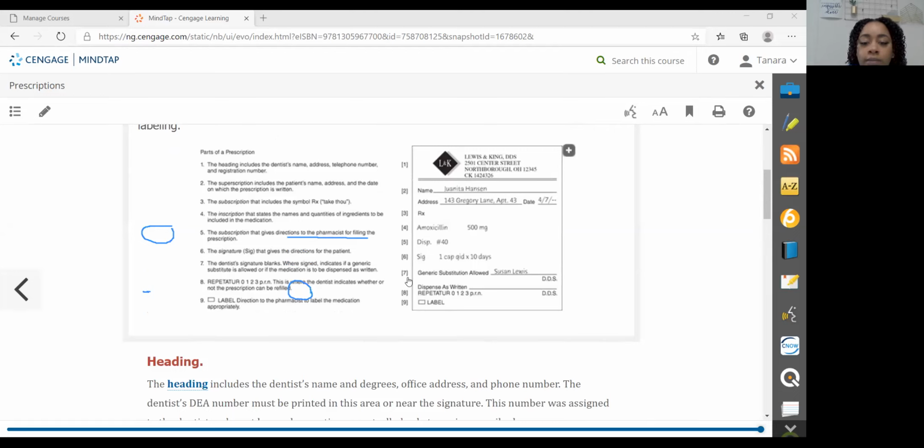All right. So is it a generic brand? Number 7 lets you know if it's a generic brand, and it's saying that the dentist signed the blank for number 7. Where it's signed, it indicates it's a generic prescription, and it says the medication is to be dispensed as written. So it's a generic brand, and the doctor has her name there.